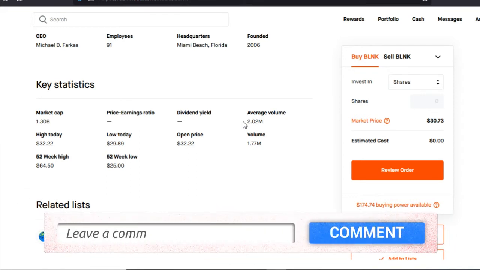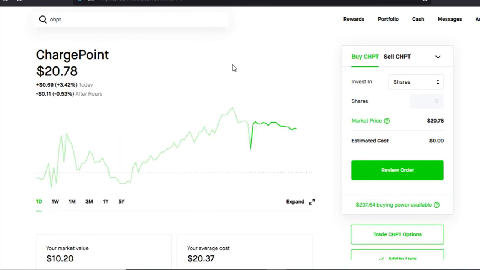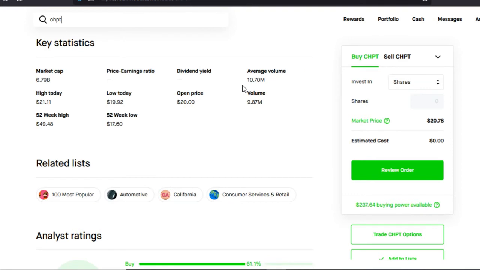Now Blink is involved with EV charging. So let's go to its competitor, ChargePoint, ticker CHPT. Okay, so here we are on ChargePoint, and let's scroll down now to see the daily volume. So here you go. The daily volume is going to be around 10 million.